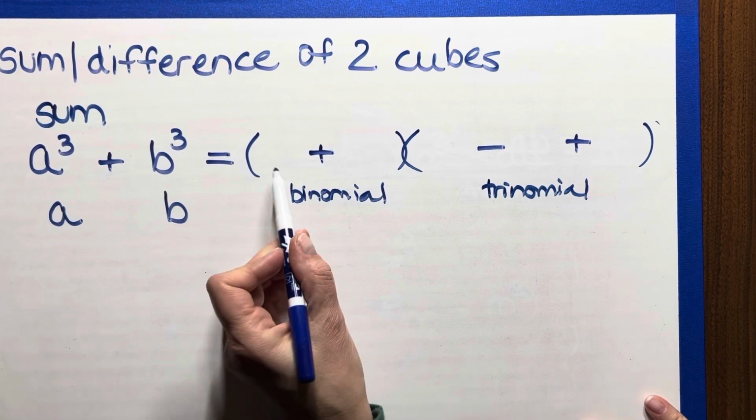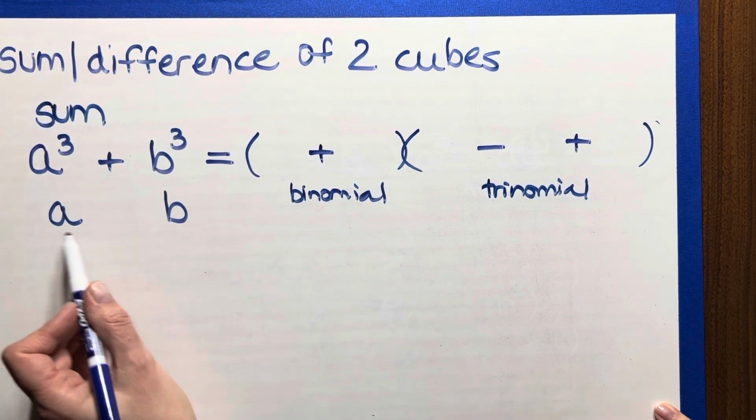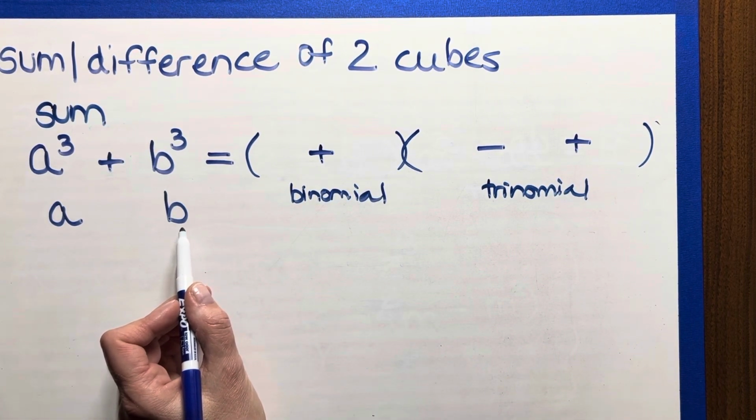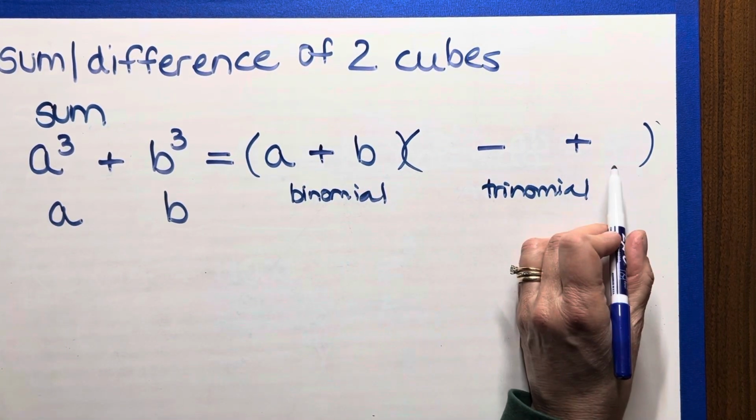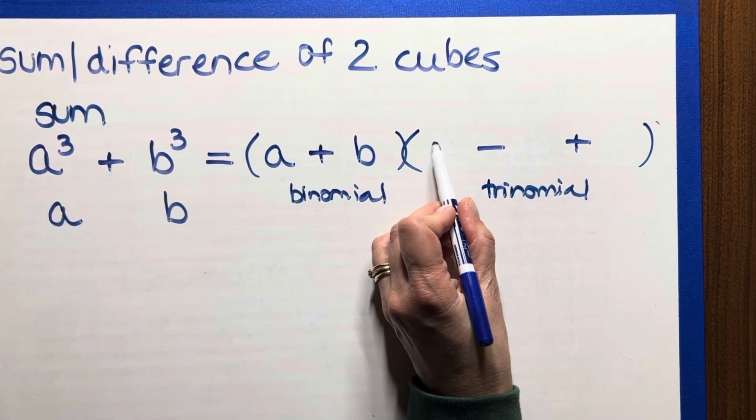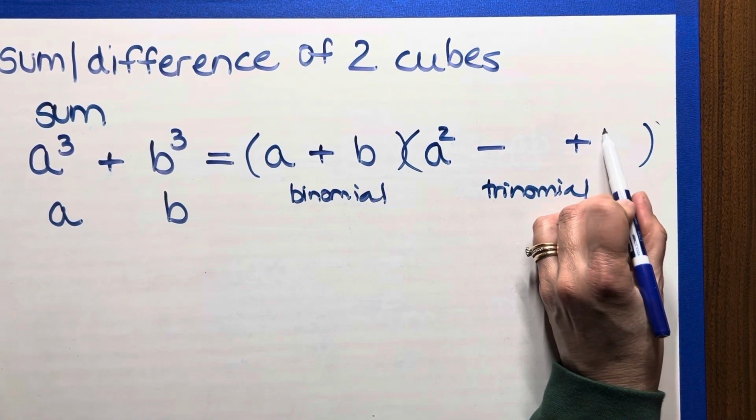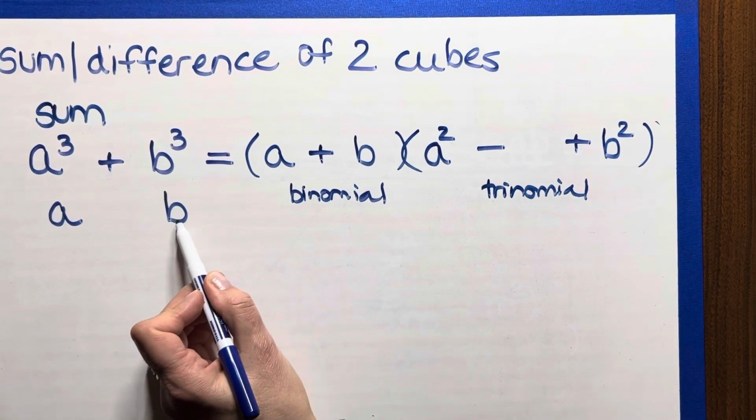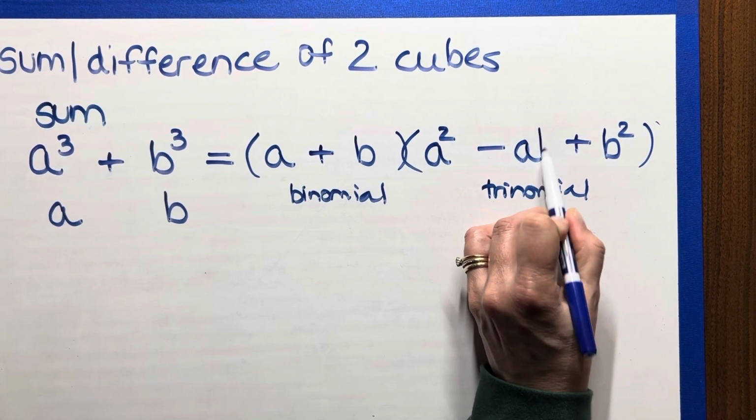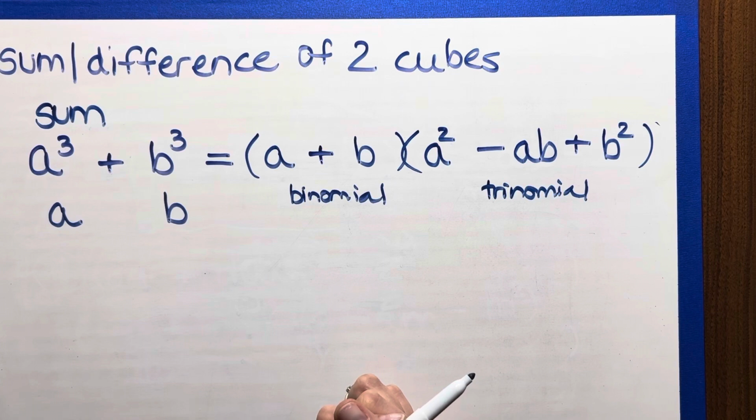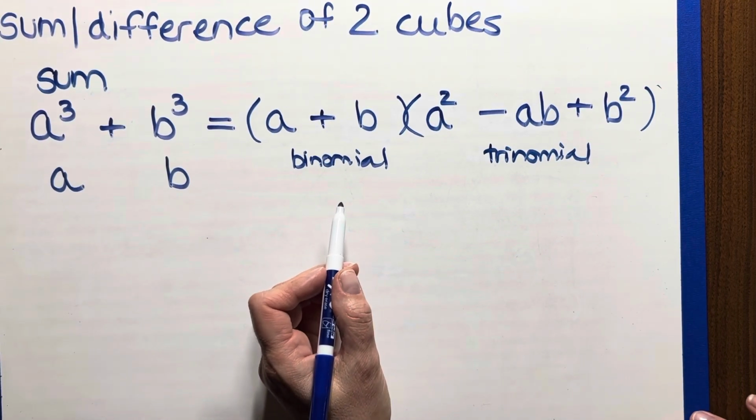So now I've got to figure out what these terms actually are. I'm going to take in my binomial one of each of these factors that I got from the cubed root. So I'm going to have an a plus a b. When I get to my trinomial, my first term is going to be the square of this first term. So a squared goes here, and my last term is going to be b squared. So it's the square of whatever this factor was. And then in the middle term, I take one of each of these and I multiply it together. This pattern will be the same every single time you are doing the sum of two perfect cubes.